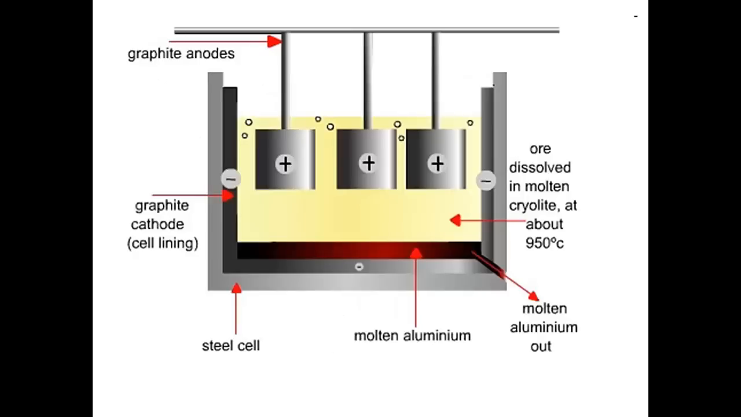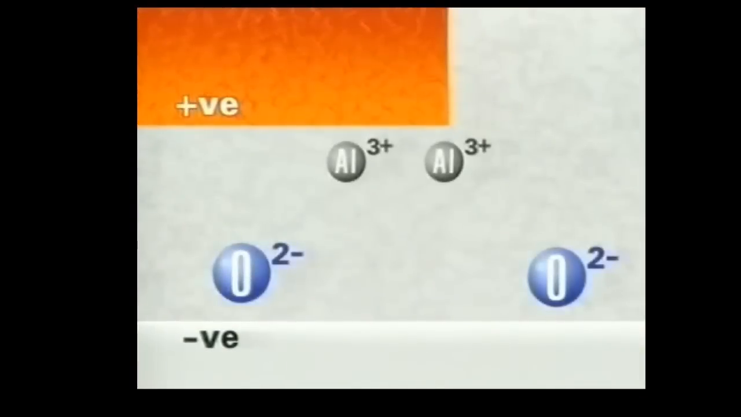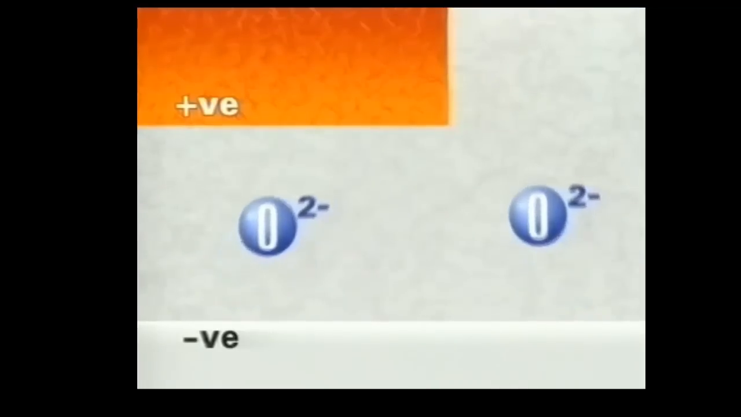The electrolysis of the molten cryolite with the aluminium oxide dissolved in it takes place with graphite anode and cathode. The carbon or graphite anodes are worn away during the process and have to be replaced on a regular basis. At the cathode, molten aluminium is collected. The aluminium ions are attracted towards the negatively charged cathode.